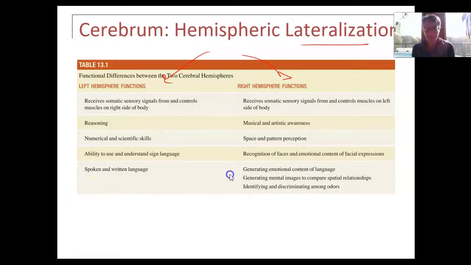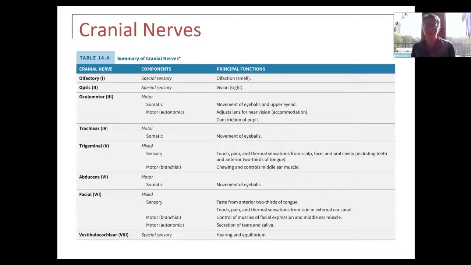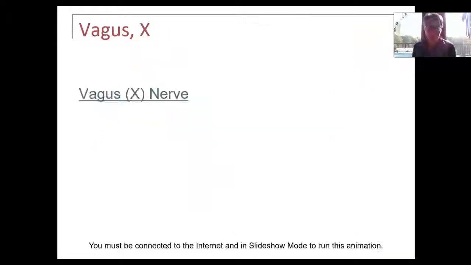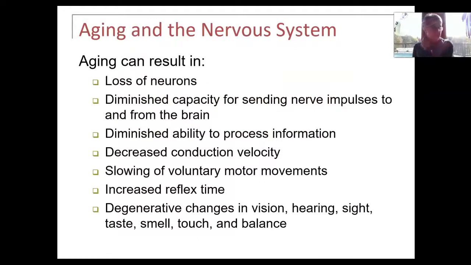Okay, so where am I? All right. That is the brain. There are these slides on brain waves and all these slides on nerves. I'm not going to talk about that. You can read about them. I don't put that stuff on your exam, but I just wanted to talk about this last slide, and then we're done. And this is about aging.